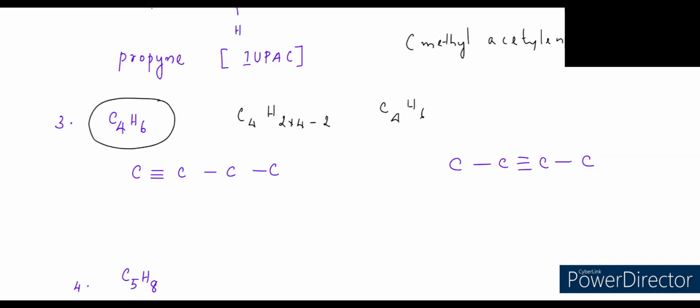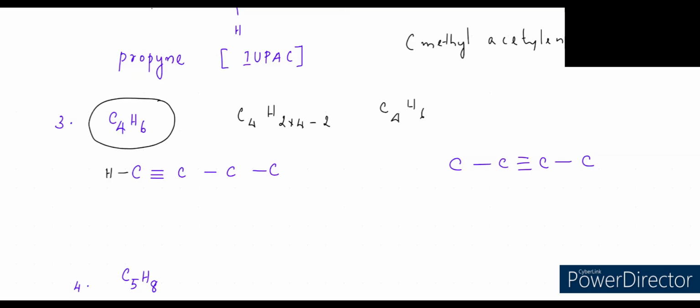I have written all the four carbons. Between the first and the second carbon, I put a triple bond. All the other carbons are connected by a single bond. Now, considering the tetravalency of carbon, the first carbon has formed three bonds. So now it has to form only one bond.